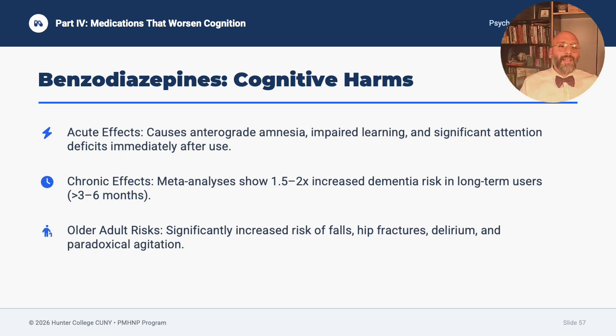So chronically, the data is concerning, because meta-analyses have shown a 1.5 to 2-fold increase in risk of dementia with long-term use beyond 3 to 6 months. And in older adults, those risks multiply for falls, hip fractures, delirium, and paradoxical agitation. So these are not rare edge cases. They are predictable pharmacological outcomes. The takeaway is simple. Benzodiazepines trade short-term symptom relief for long-term functional and cognitive harm, especially in the aging brain.